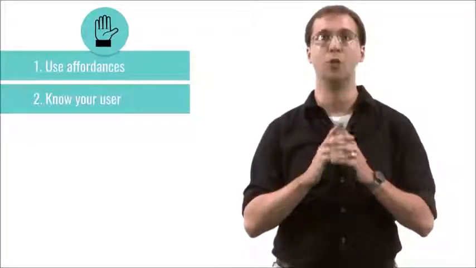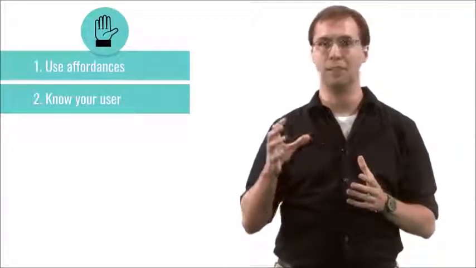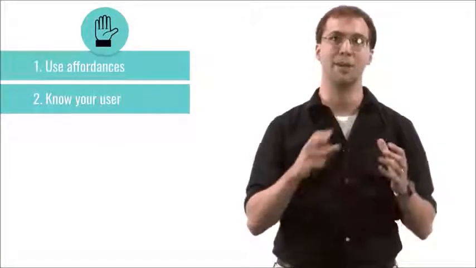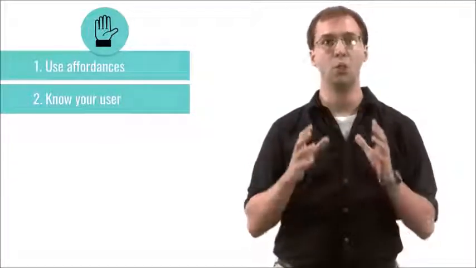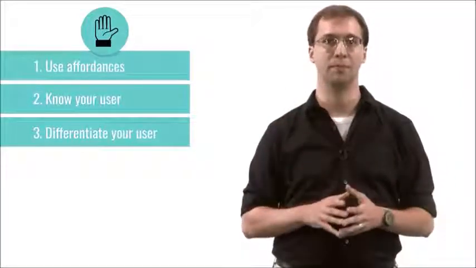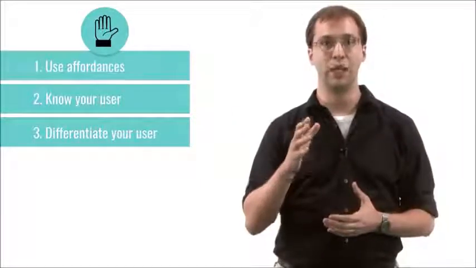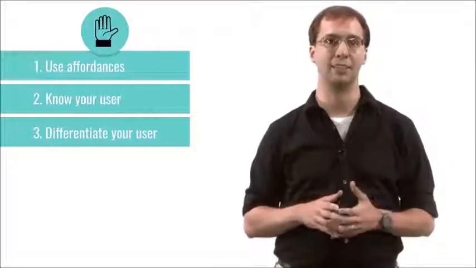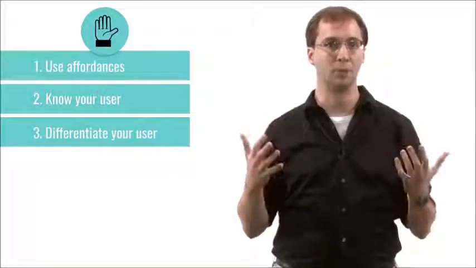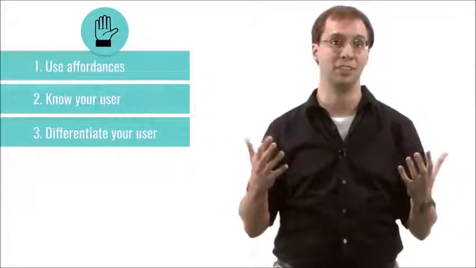Number 2, know your user. Invisibility means different things to different people. Invisibility to a novice means the interactions are all natural, but invisibility to an expert means maximizing efficiency. Know for whom you're trying to design. Number 3, differentiate your user. Maybe you're designing something for both novices and experts. If that's the case, provide multiple ways of accomplishing tasks. For example, having copy and paste under the Edit menu keeps those options discoverable, but providing Control-C and Control-V as shortcuts keeps those actions efficient.